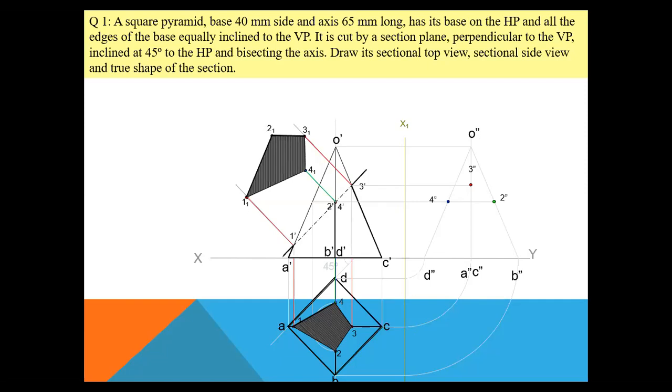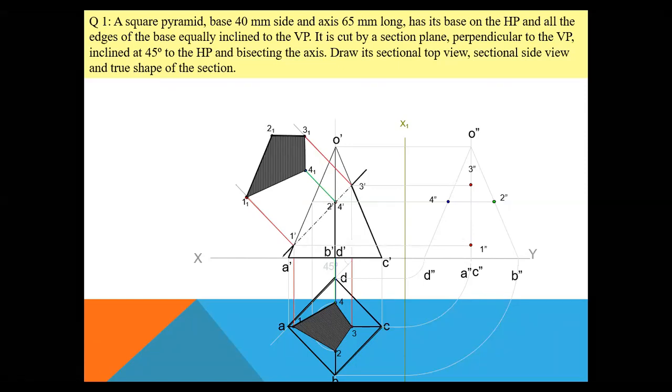Next I need to get the 1 double dash point. If I see clearly, 1 dash is cutting the O dash A dash edge in your front view. Identify the same edge in your left hand side view, that means the O double dash A double dash middle line. From 1 dash, I will draw a horizontal projection line meeting your O double dash A double dash. That will be your point 1 double dash. So now you have got your sectional left hand side view.